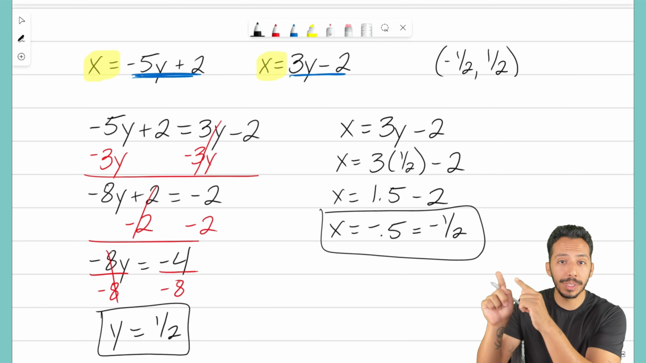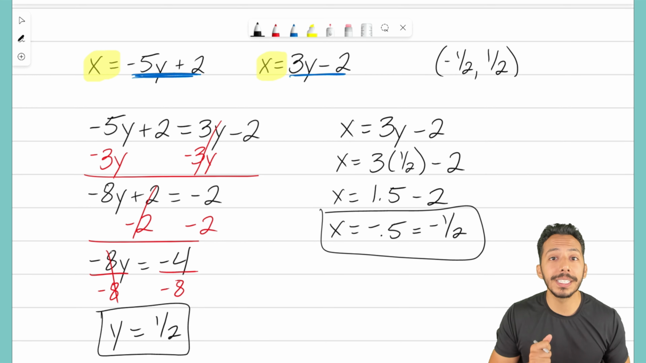And we did it using the equal values method. We can use it because they both equal the same variable.